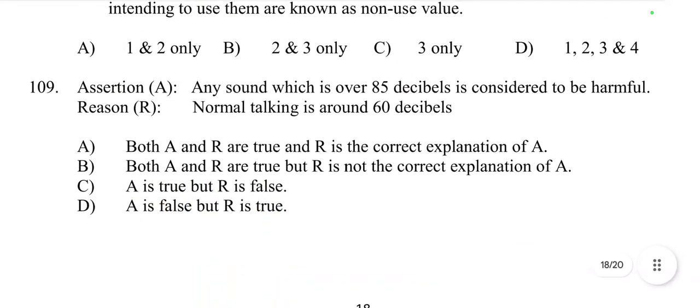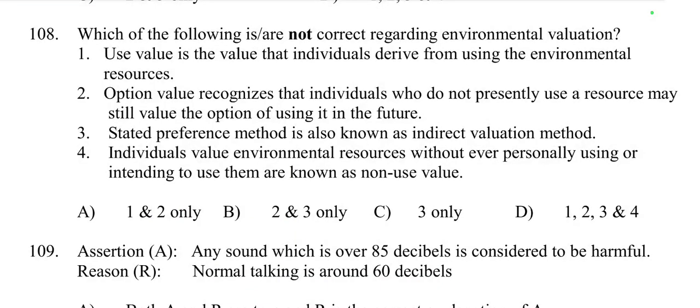Then come to question number 109. In stated preference method, why is it called a direct valuation method? Because it uses surveys to directly ask people about their willingness to pay for a good or service, often used for non-market goods like clean air or biodiversity. So it is called direct valuation, not indirect.